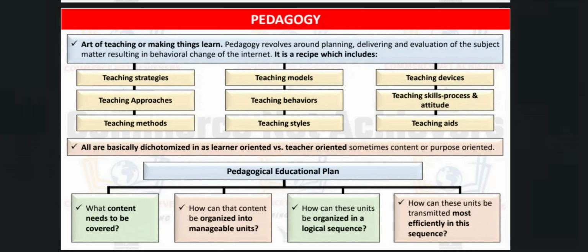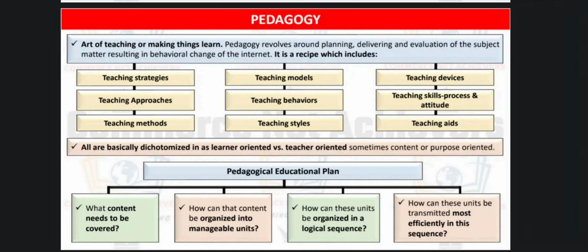Pedagogy revolves around planning, delivering, and evaluation of subject matter, resulting in behavioral change of the learner. It is a recipe which includes teaching strategies, teaching approaches, teaching methods, teaching models, teaching behaviors, teaching styles, teaching devices, teaching skill, process and attitude, and teaching aids. All are basically dichotomized as learner oriented versus teacher oriented, sometimes content or purpose oriented.